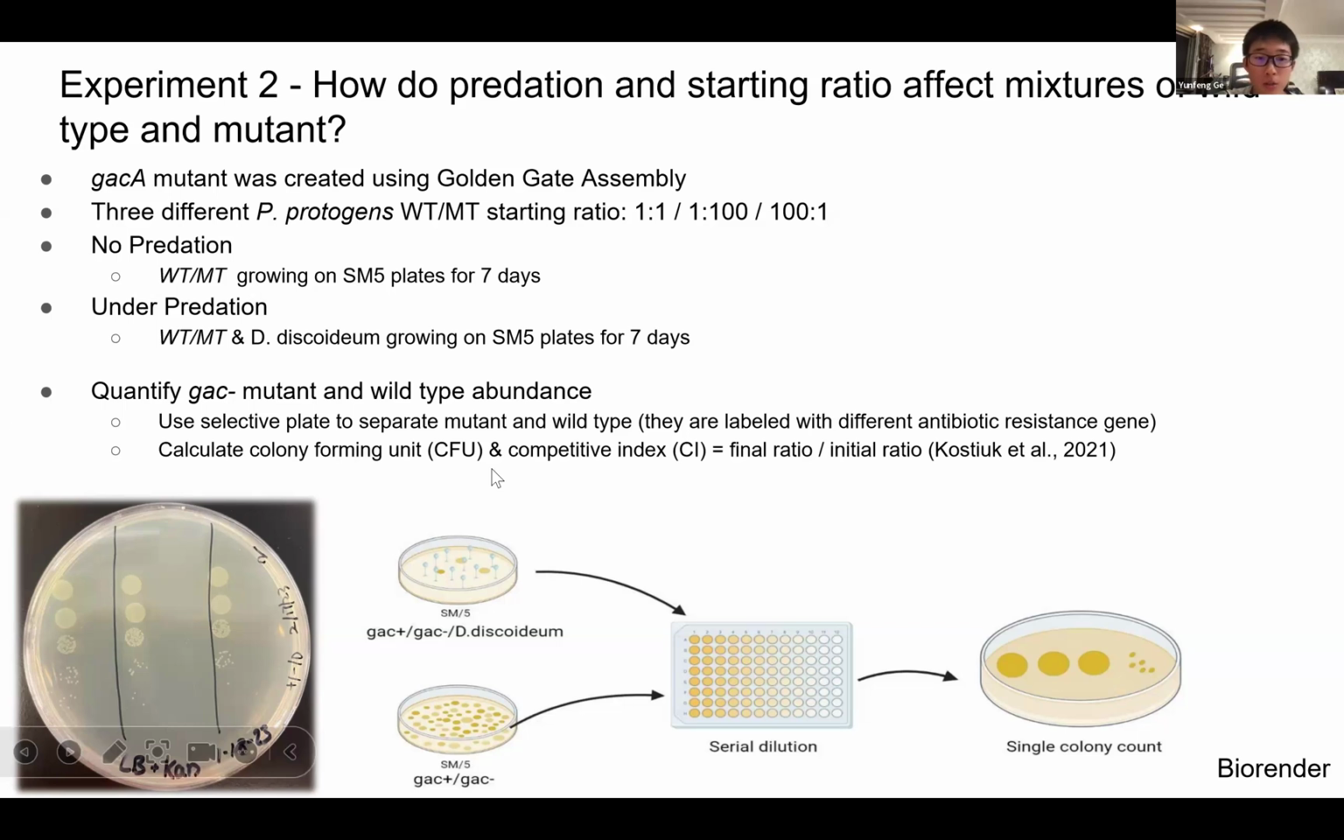Here I use CFU value as a proxy for abundance, and then competitive index, CI, as a proxy for their relative competitiveness. So to get the individual CFU and CI values of the mutant and wild type, I have to separate them. So I labeled each strain with a different antibiotic resistance gene, and then used antibiotic-selected plates to count their single colonies, as shown here in this flowchart. From the single colony count, I can calculate the CFU value and the CI value.